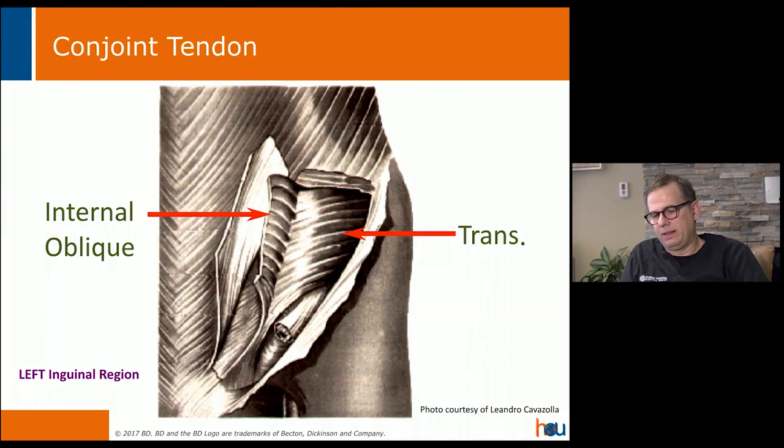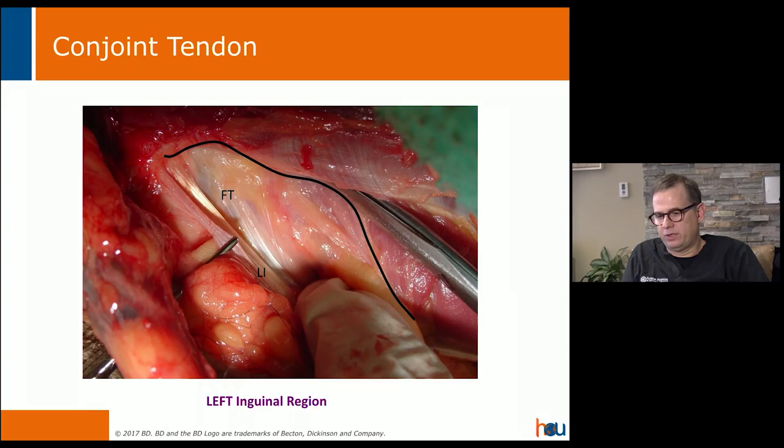Once we open the external oblique, we have the internal oblique and the transverse muscle. When we do open inguinal surgery, we treat them as one, and we call it the conjoint tendon. That would be the union of the transverse muscle with the internal oblique muscle. But as we can check here, we have the transversalis fascia, that is the floor of the inguinal canal. This is the inguinal ligament.